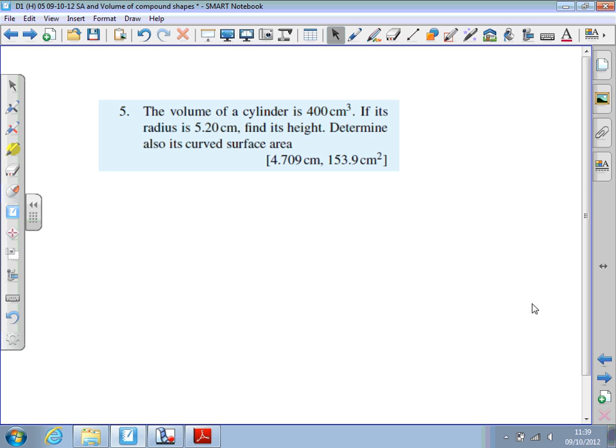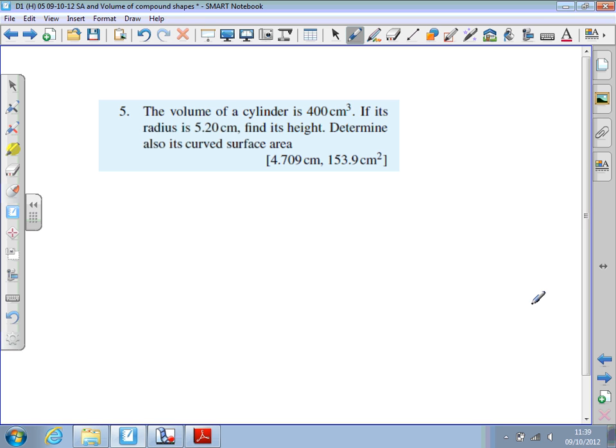This problem, I want to go through it two ways. We can either solve this by looking just at the formula and rearranging the formula, or we can set up a little equation to solve and do it that way. So I'll do it both ways, and you can decide which one you think is easiest for this particular case.